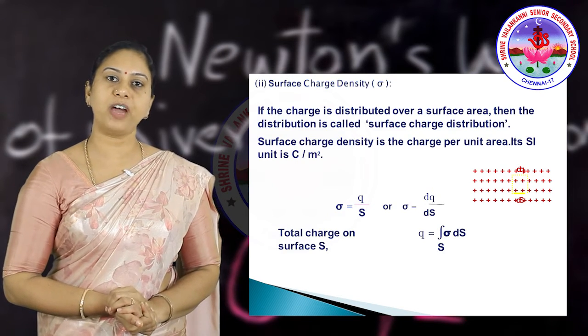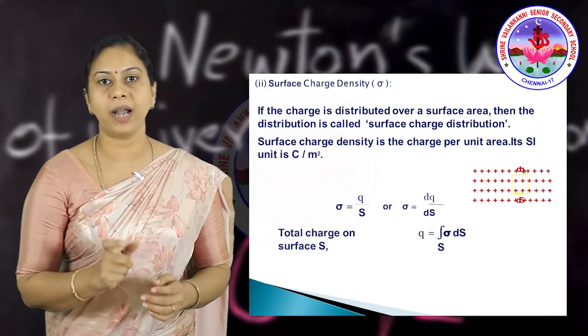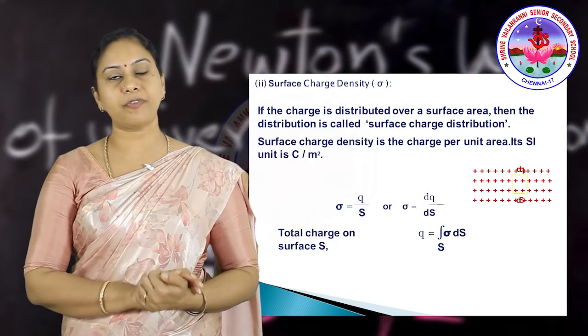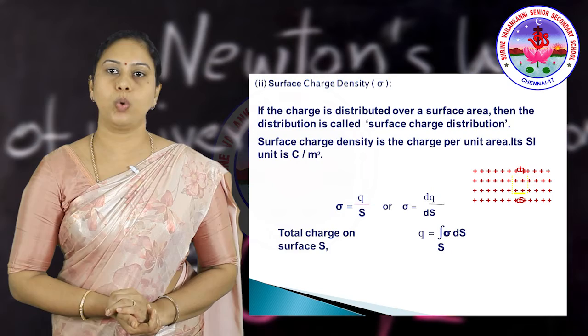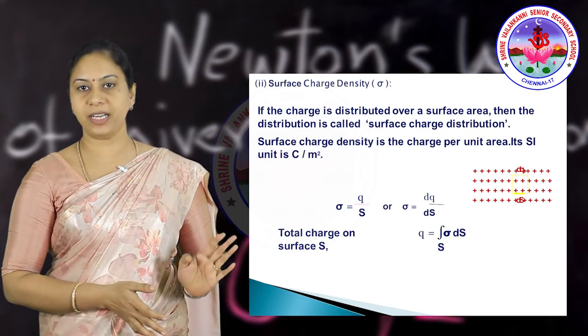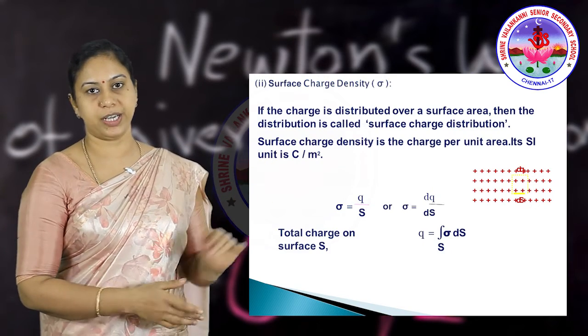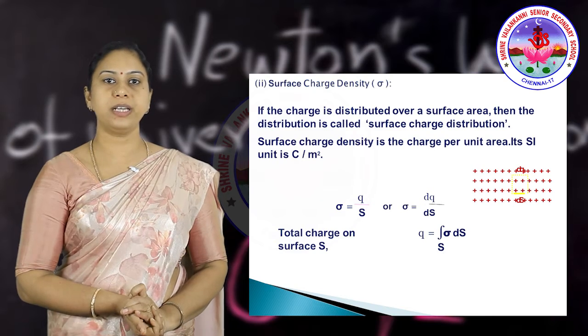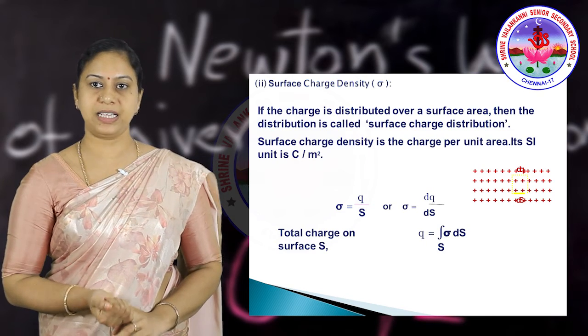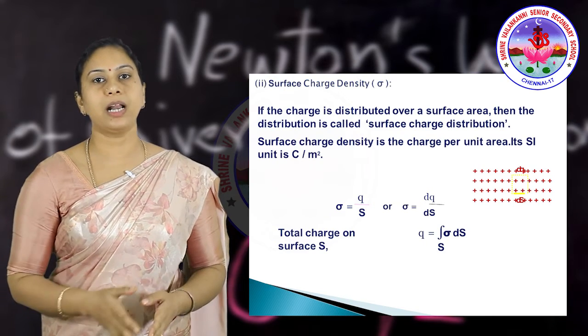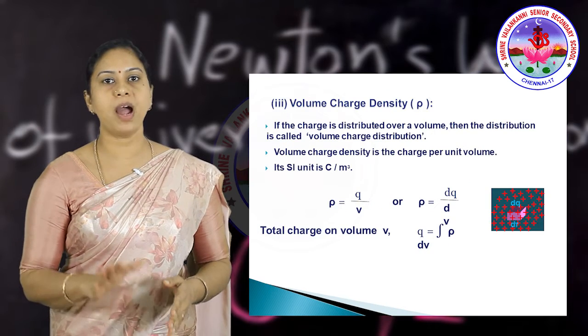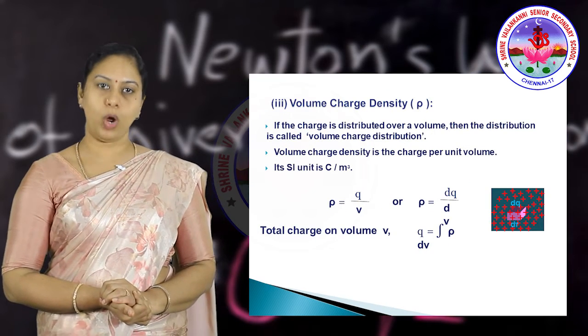See the diagram, we take a small part from the area, then we can integrate for the whole system. So sigma is equal to dq by ds. The total charge on surface S is Q equals the integral over S of sigma ds. The same way for the volume.